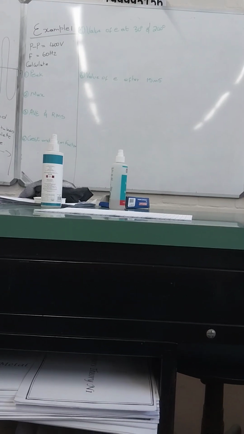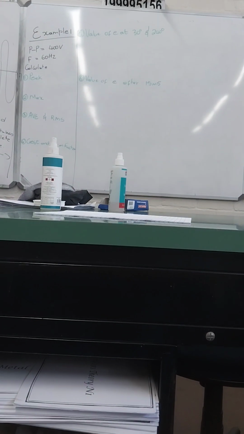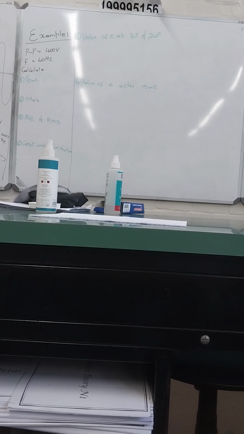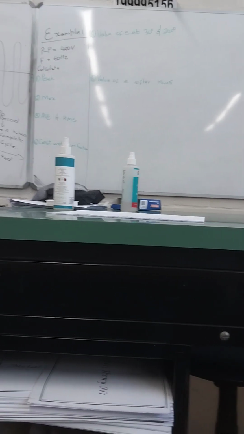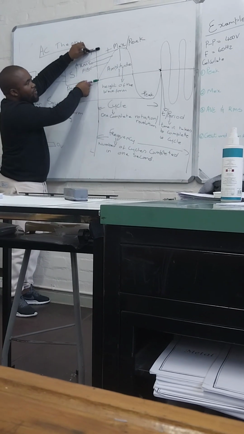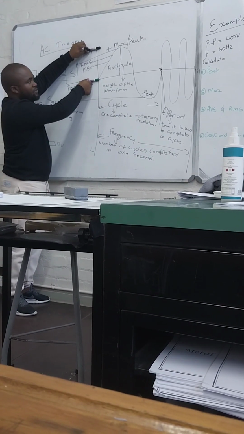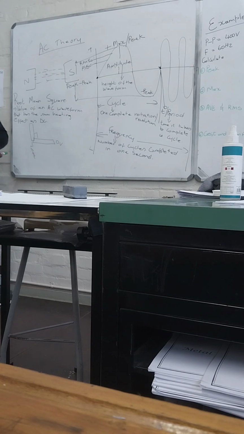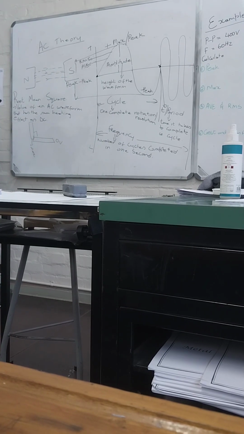400. How much will be peak to peak? So all we have to remember now is that they told us that from this point to this point it's 400 volts. So now what do they want? How much is it from 0 to positive? Then how much will it be then? 200. How do we get 200, guys?